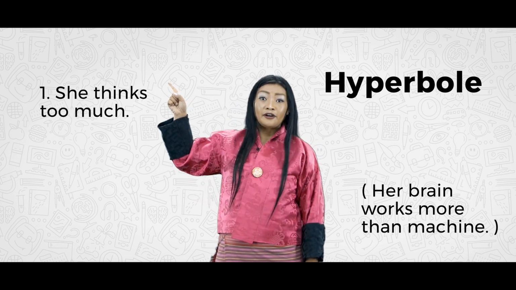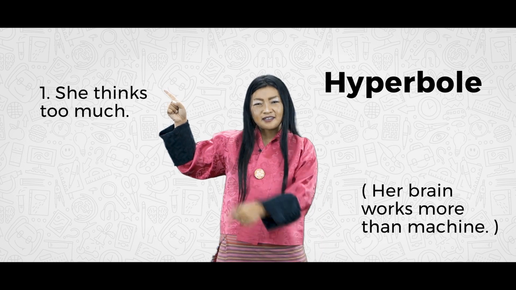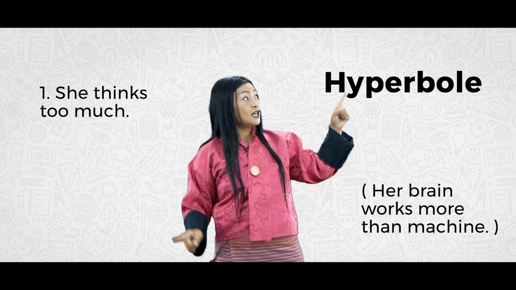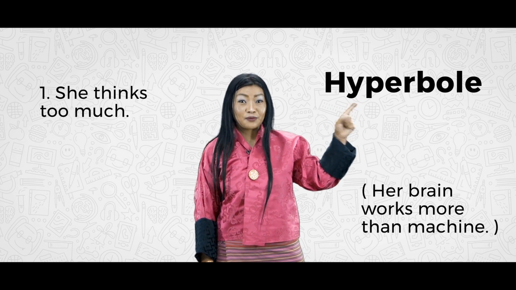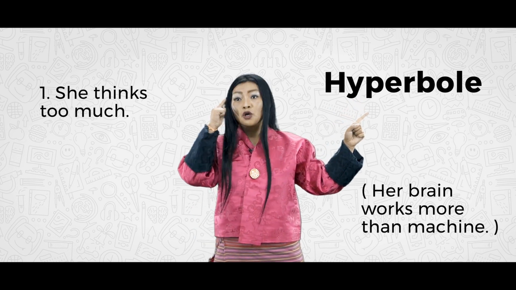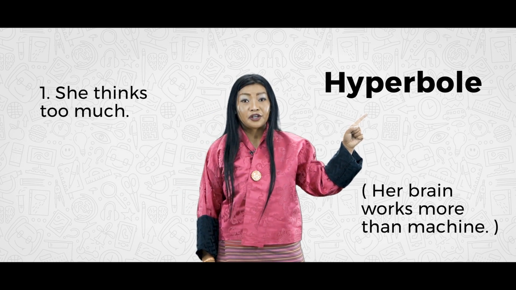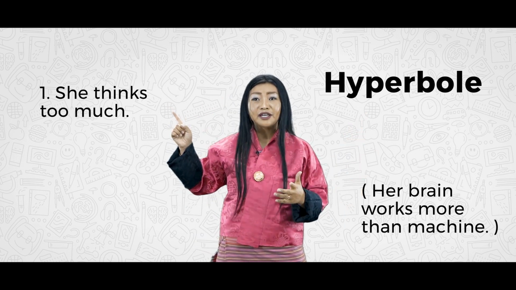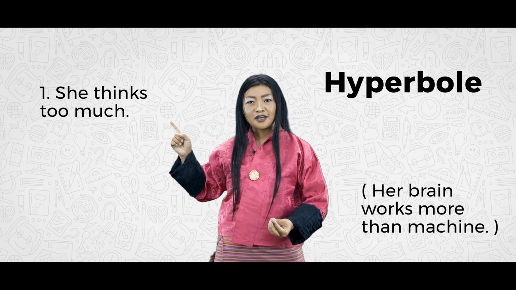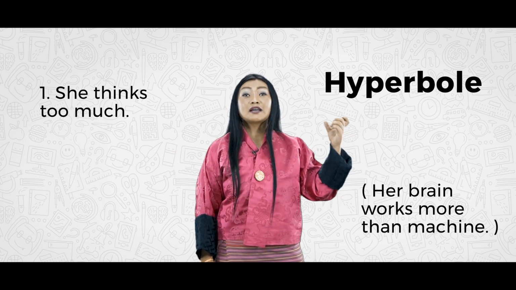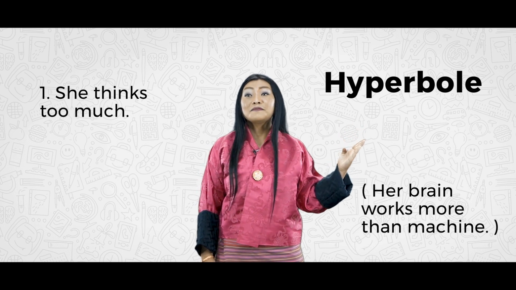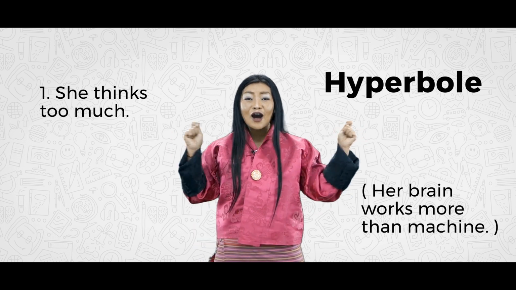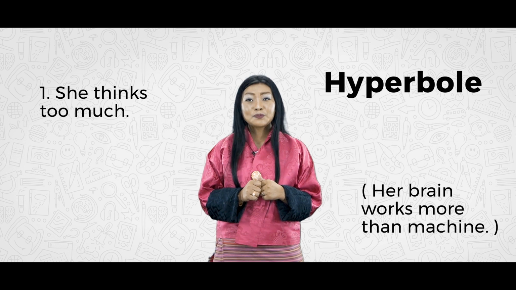So my earlier sentence, she thinks too much, is a dry sentence. Using the hyperbole, one kind of figure of speech, I made it beautiful by saying her brain works more than a machine. The literal meaning, the actual meaning here, is that yes, she thinks too much. But playing with the words, using a hyperbole, it says her brain works more than a machine. So this is how you will be using your figure of speech.